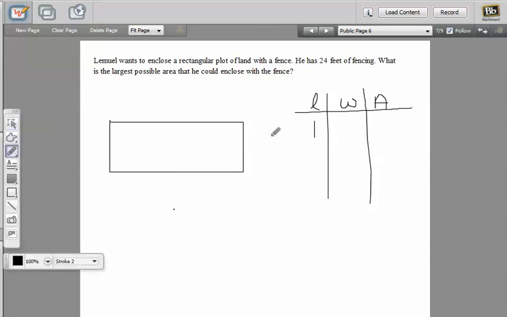All right. If that was true and the length was 1, thinking of the total perimeter, the width would have to be 11, right? Because 11 plus 11 is 22, 23, 24 for the whole perimeter. So the area is length times width, which is just 11 feet squared. Let's assume that this is now 2. That means that this would have to be 10. And my area now jumped up to 20.